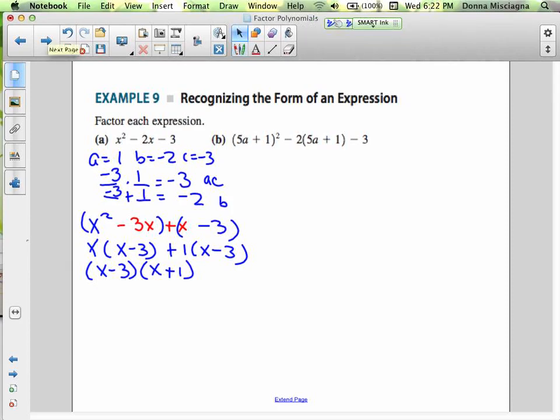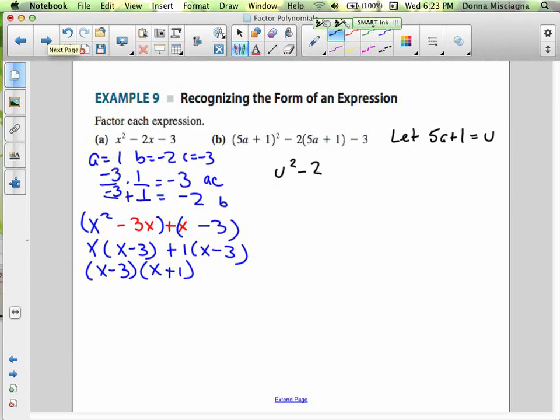Now the second one is easier to see that it could be factored the same as the expression on the left. If we just do a little substitution, let's just let 5a plus 1 equal u. So that would give us u squared minus 2u minus 3. Hey, we just factored that. U squared minus 2u minus 3, right? We had x's instead of u's, right? But it's the same expression, right?